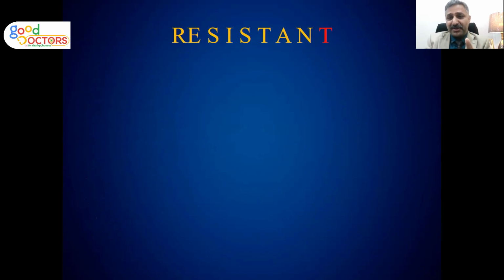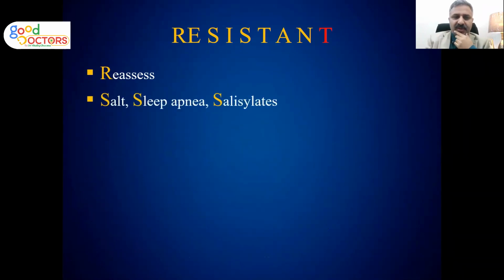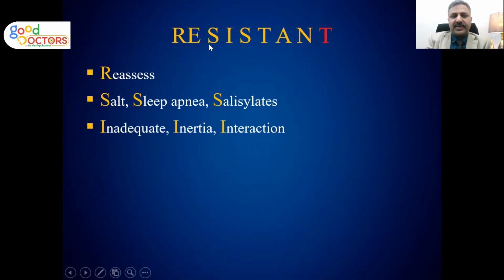And I had made a mnemonic for you guys so that you remember. So whenever you're dealing with the resistant hypertension patient, reassess them, take into consideration physician factor, patient factor, and all other things, and make sure you're not missing anything. S for salt intake, sleep apnea, salicylates, and I for inadequate utilization of blood pressure drug, inertia on the part of doctor, and interaction with different drugs.